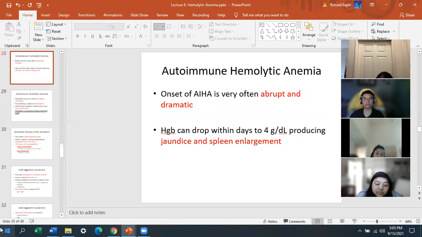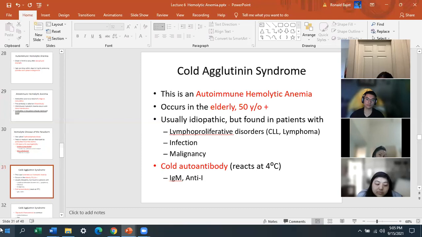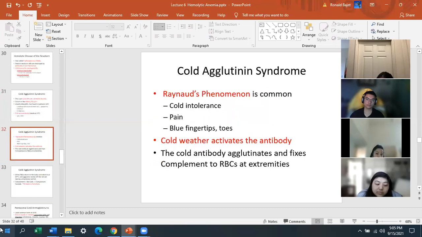Another good example of that, okay, Raynaud's phenomenon. Raynaud's phenomenon is another cold agglutinin syndrome where there's cold and it's painful. You got blue fingertips and you have blue toes. So that's on the periphery, on your toes and fingertips. So cold weather activates this antibody. And what happens is the cold antibody agglutinates and fixes complement to the red blood cells at the extremities.